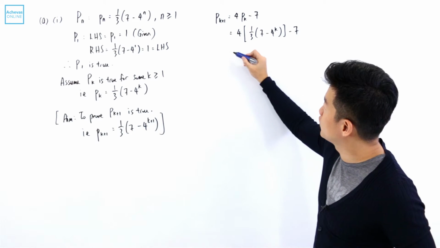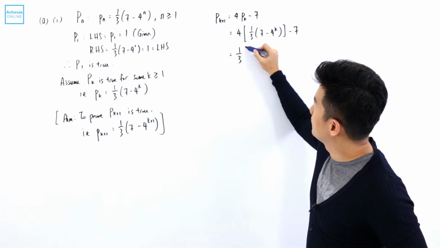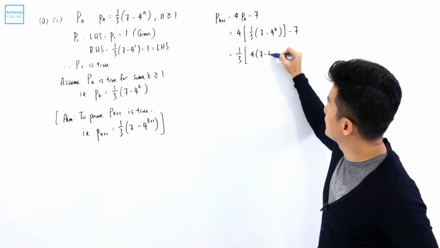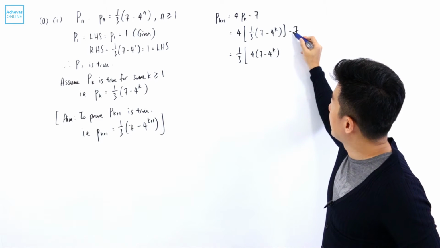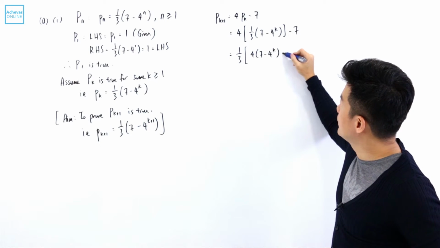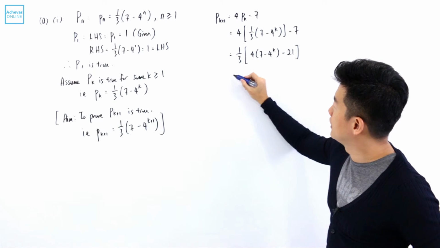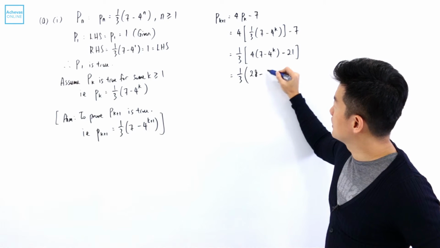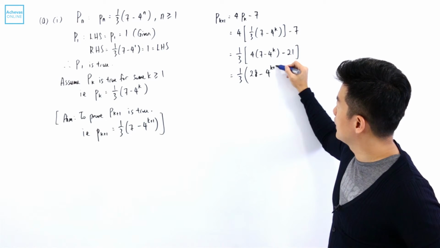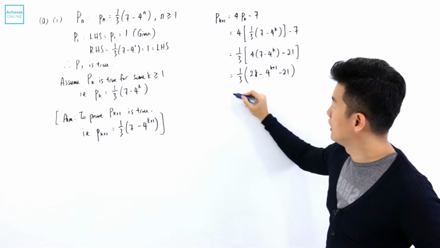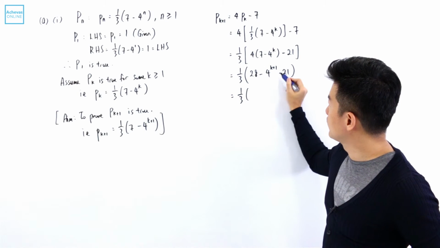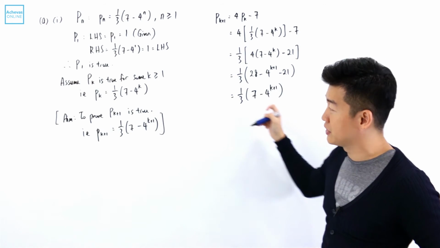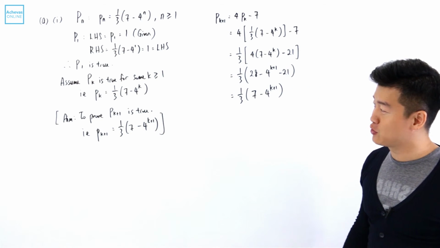Since this is what I want to achieve from this expression, I see that there's a 1/3. So I'm going to factorize out 1/3. What I'm going to be left with inside it is 4 multiplied by (7 minus 4 to the power of k), and this is minus 7 times 3, so minus 21. Okay, so this is 1/3, multiplying in, (28 minus 4 to the power of k plus 1 minus 21). And this is 1/3 (28 minus 21, which is 7, minus 4 to the power of k plus 1), which is the expression that I was trying to aim for.